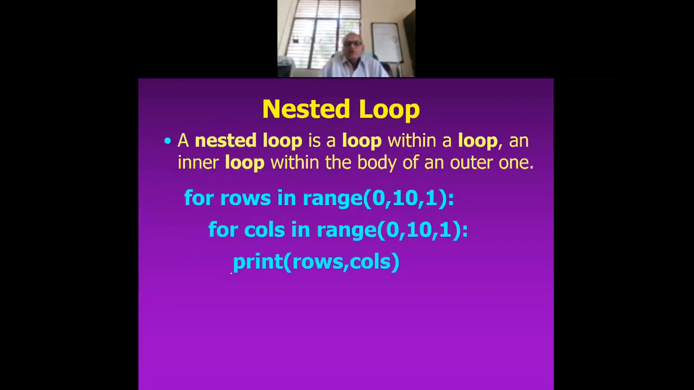Nested loops are also possible, meaning more than one loop: for rows in the range of 0 to 10, for columns in the range of 0 to 10, print rows and columns. In image processing tasks, these two-dimensional loops are very important, because the pixels are arranged in both the X and Y directions. In that case, such two-dimensional loops are very useful.